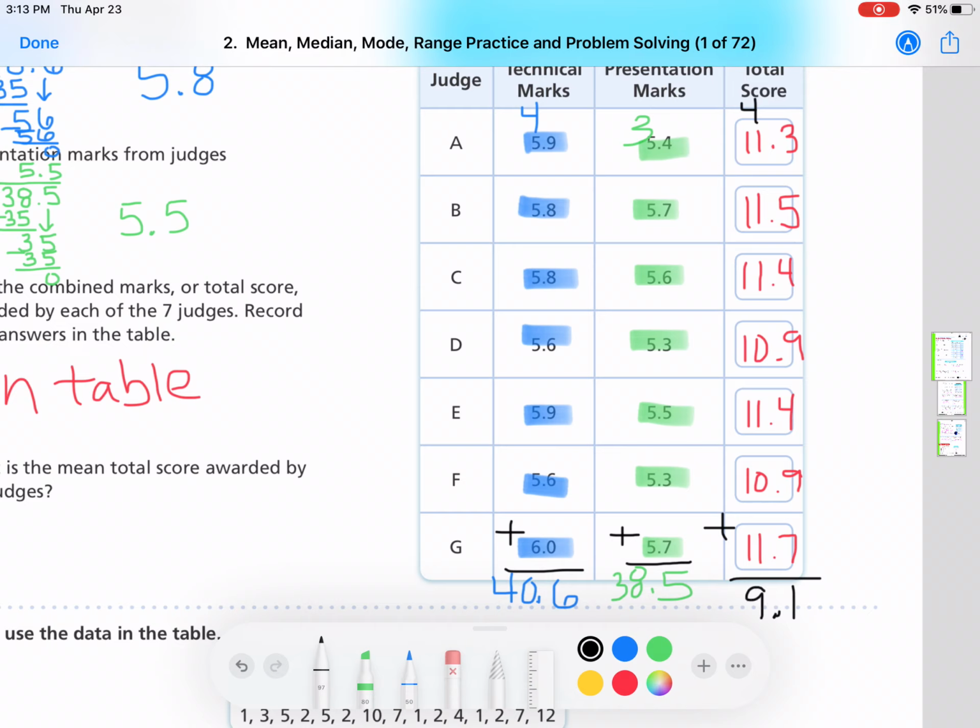Now I'm going to look at my 10's place. 1 plus 1 is 2, plus 1, 3, plus 4 is 5, plus 6, 7, plus... let me count that again, sorry. 1, 2, 3, 4, 5, 6, 7. Sorry about that. I was getting confused with myself. So we have 79.1 for our total here.